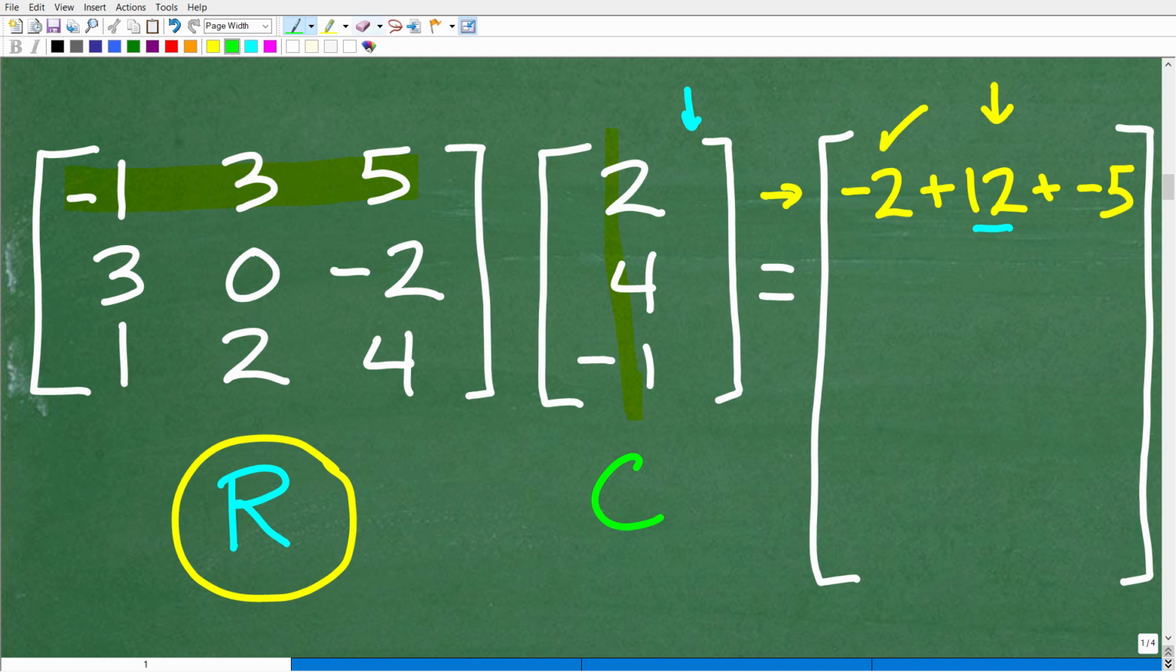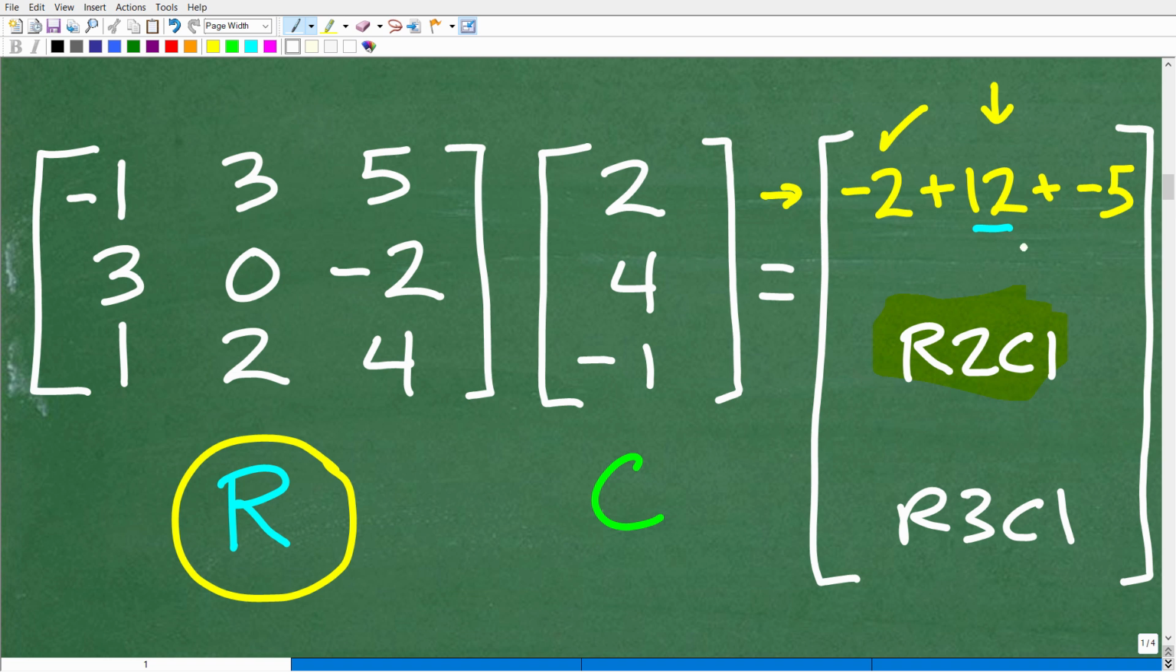Okay, so let's quickly go over this. So this answer right here is in what position? Well, let me go ahead and get my pen here. This is row 2, column 1, and this is row 3, column 1. Okay, so these are the positions. We just did row 1, column 1, and we used this and this. So to get row 2, column 1, you're going to use this row and this column. And then for this last entry down here, to get row 3, column 1, you're going to use row 3. And then, of course, we only have one column. And you're just basically going to repeat the process.